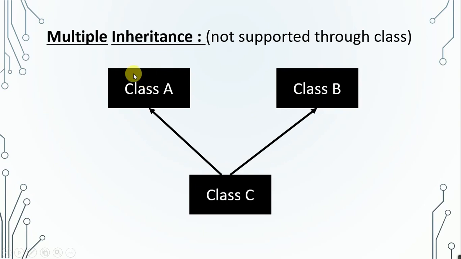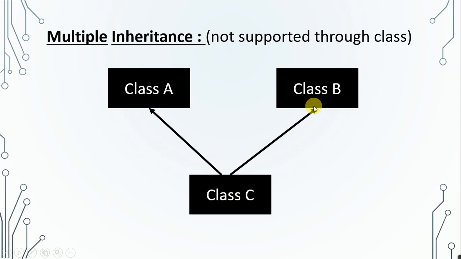And then we have multiple inheritance here, which is not supported in Java through classes. In multiple inheritance we have one child class and more than one parent class, or one subclass which inherits the properties of more than one superclass.